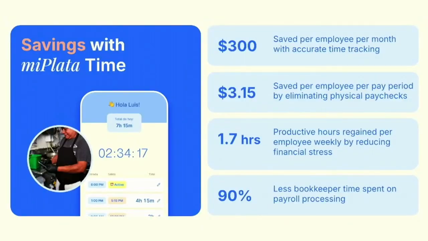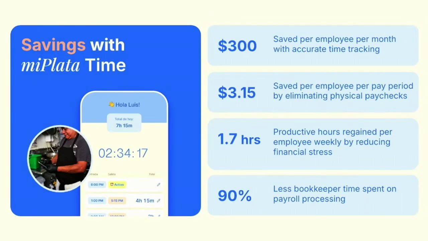So for employers, what we found is we're actually saving them about $300 a month per employee. What does that mean? It means with better time tracking, I'm no longer saying Miguel worked exactly 10 hours. Maybe Miguel worked 10 hours and 15 minutes. Maybe Miguel worked 9 hours and 45 minutes. Through this more accurate timekeeping, we're able to reduce the overall payroll cost for these employers.